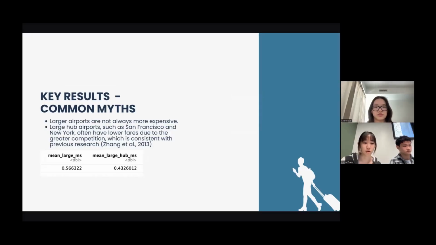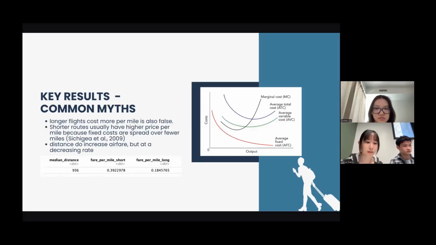and it can be seen that the mean for the larger airports is lower. Another myth is that long-distance flights cost more per mile, which is also false, because short routes usually have a higher price per mile as fixed costs are spread over fewer miles, which can also be seen in the chart on the right. As the average fixed cost decreases due to output increasing, the average total cost also decreases. This shows that distance does increase airfare, but at a decreasing rate.